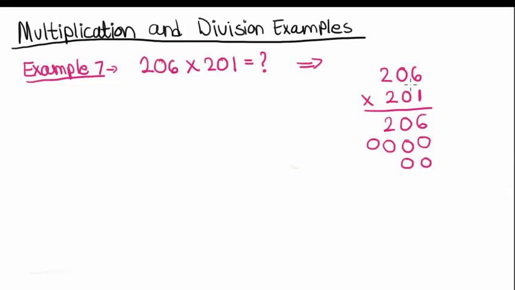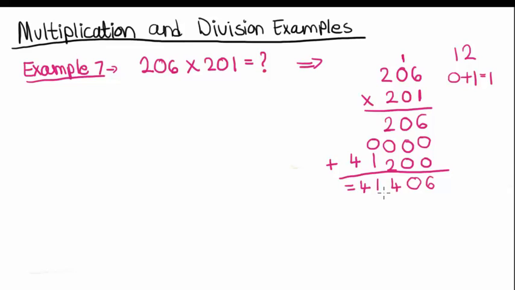So now I do 2 times 6 to give me a 12. Since 12 is a 2-digit number, I need to write the ones place 2 on the bottom over here and carry over the 1. Then I can do 2 times 0 to give me a 0. But I need to add 0 and the 1 that I carried over from the last step together to give me a 1. Then finally I can do 2 times 2 to give me a 4. And now I add these 3 sets of numbers together. So my final answer is 41,406. So let's do another example with 3-digit multiplication.